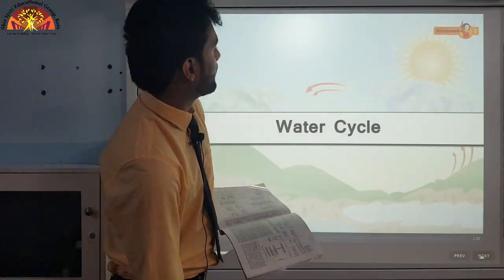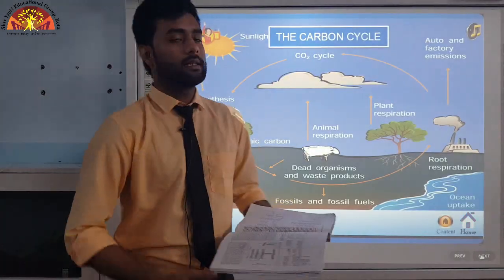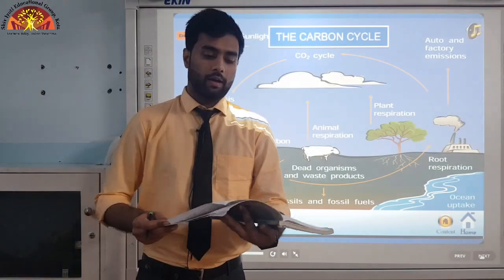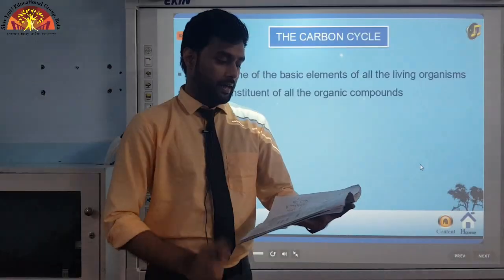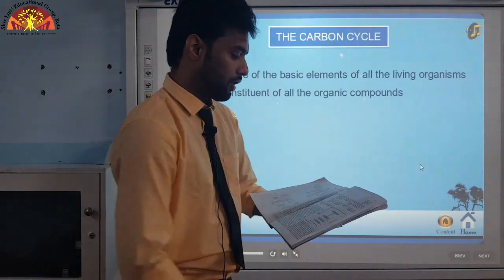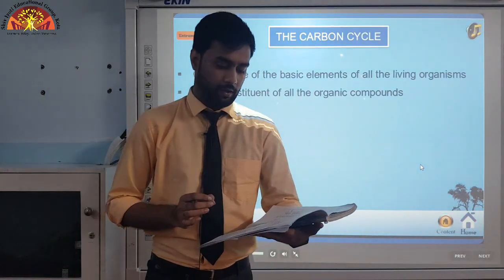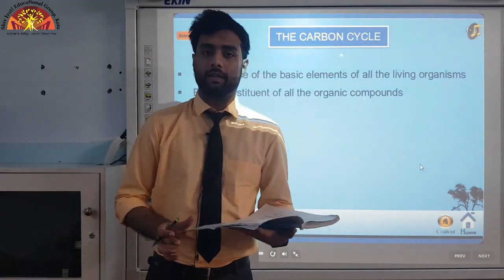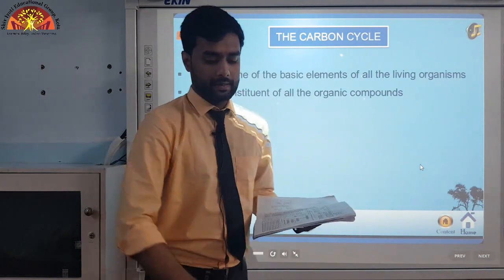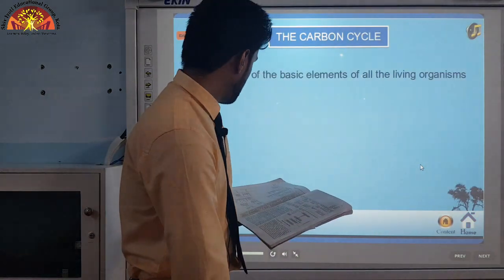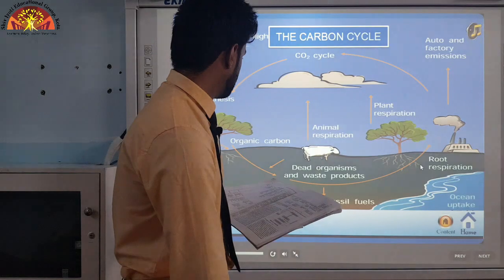Now, moving on to our next part, that is the carbon cycle. So, on page 127, let us start reading. Carbon is one of the basic elements of all living organisms. It forms the basic constituent of all the organic compounds. So, it is the basic element by which all living organisms are made. It's called carbon and its compounds.